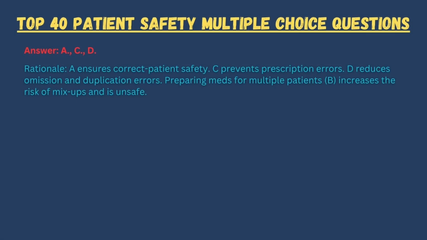Answer. A, C, D. Rationale. A ensures correct patient safety. C prevents prescription errors. D reduces omission and duplication errors. Preparing meds for multiple patients, B, increases the risk of mix-ups and is unsafe.